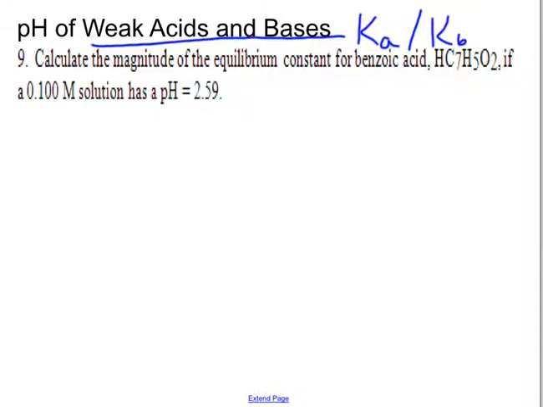So we're going to use Ks just like we did before. And these are actually easier problems because there's no coefficients, and we always shift to the right. All right? So we're going to go ahead and set up a Rice table.